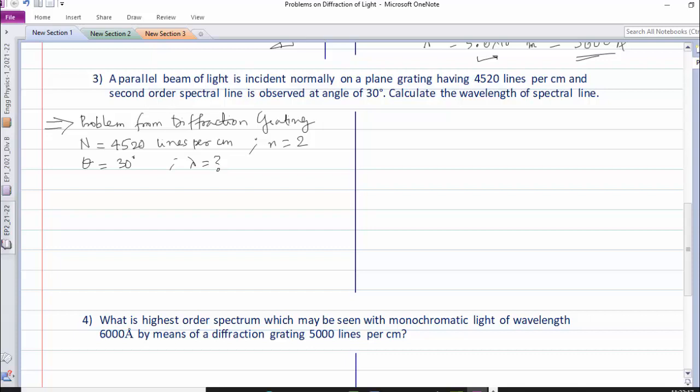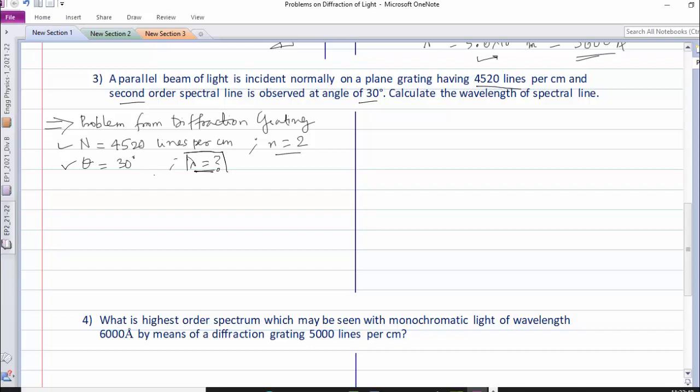A parallel beam of light is incident normally on a plane grating having 4520 lines per centimeter, and second order spectral line is observed at an angle of 30 degree, and we have to calculate the wavelength of spectral line. So lambda is unknown, the angle is given, 30 degree, the number of lines per centimeter is given, and the order mentioned here is n equal to 2.